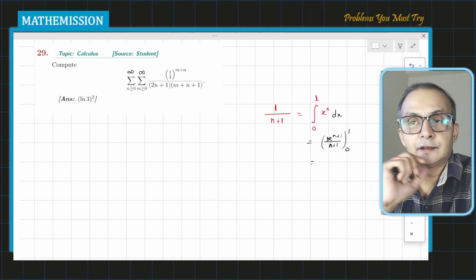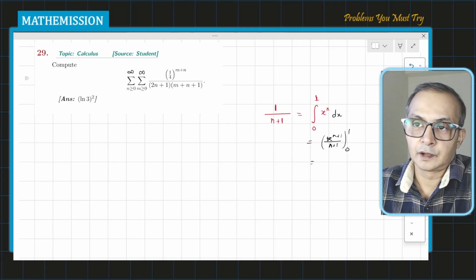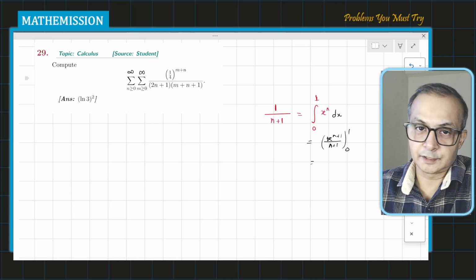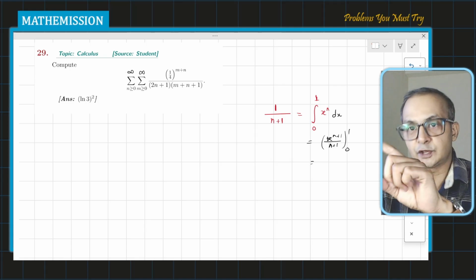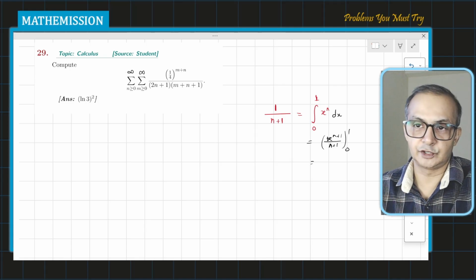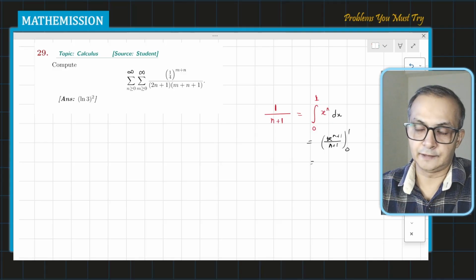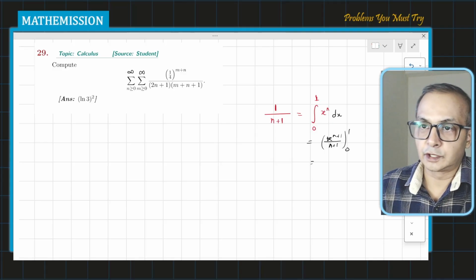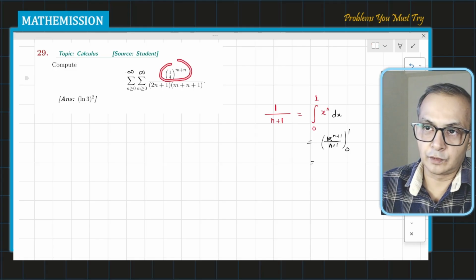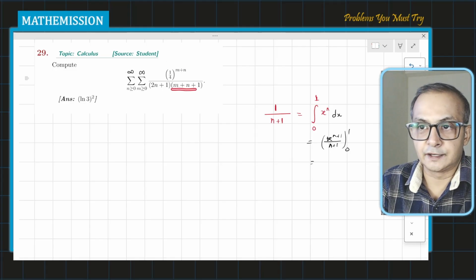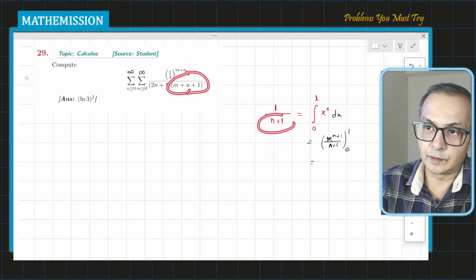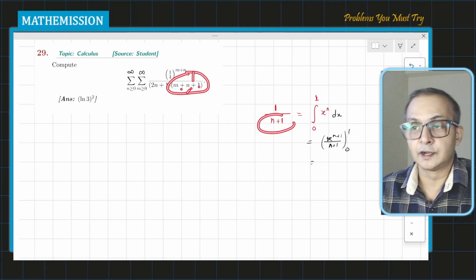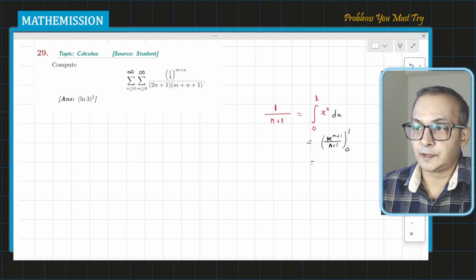So can we write the expression for the summation which is given there in the form of integration, and then swap the summation sign with the integration sign? Here is the clue. The clue is 1 by 4 to the power m plus n, and here m plus n plus 1. So I'm taking this 1 by m plus n plus 1 and writing it as the result of some integral.